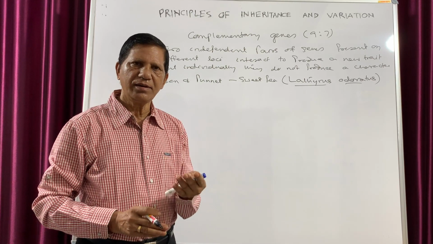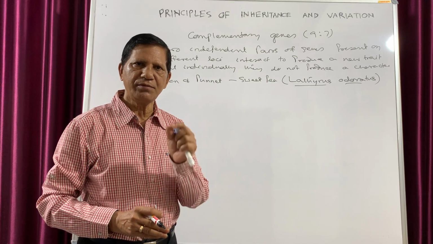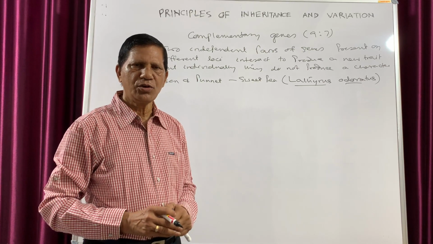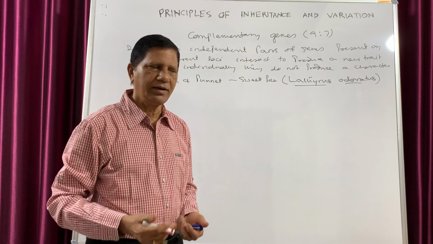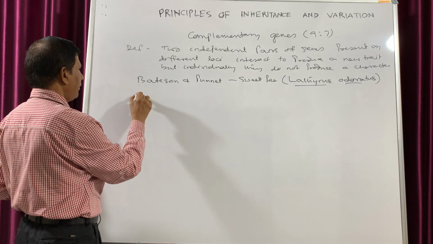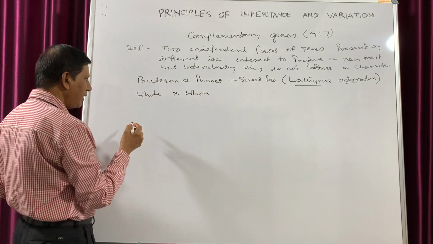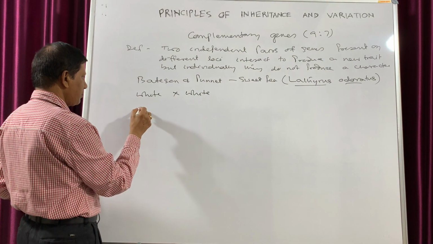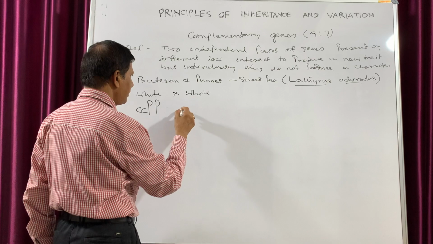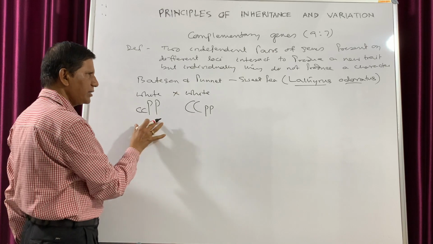So when he studied why such things are found, he found that for synthesis of the colored pigment, two independent pairs of genes are required. So how the whole thing is happening, let us see. In this plant, he took two white flowered plants. One has genotype small c, capital P, and the other has capital C, small p. This is also white, this is also white.